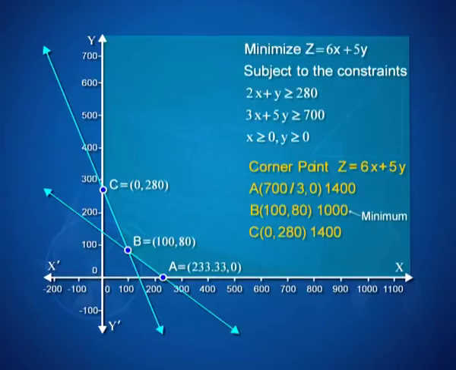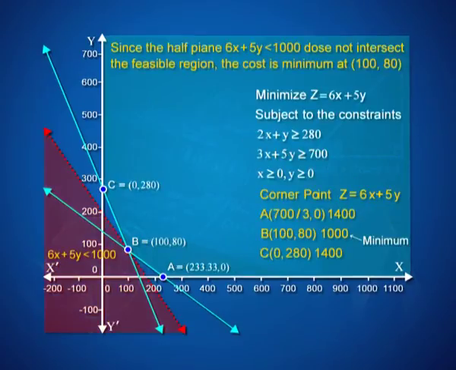That is, plot 6x plus 5y less than 1000, taking the care that when you talk about less than 1000, not greater than or equal to, your line will be a dashed line. The region in this case would be the half plane which contains origin. So, very clearly the two regions are not meeting at any common point. That confirms that the cost of 1000 rupees that we have evaluated at point B is the minimum cost.